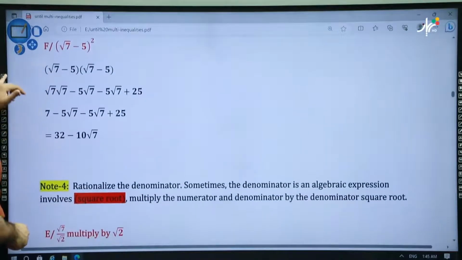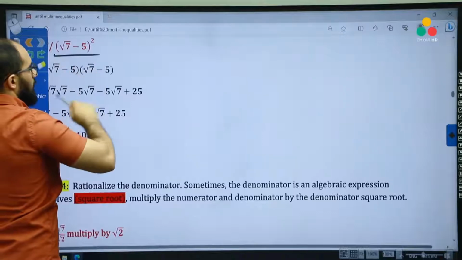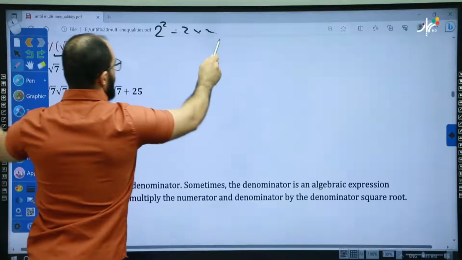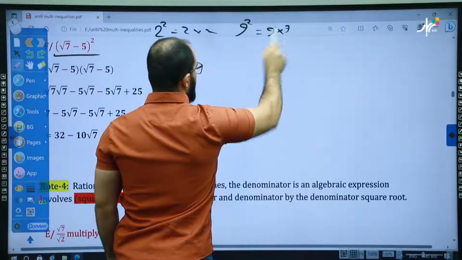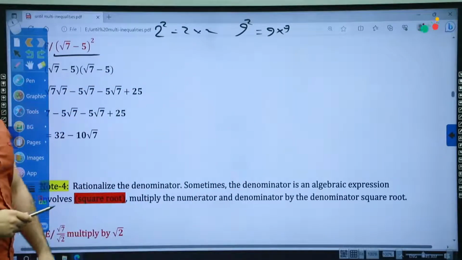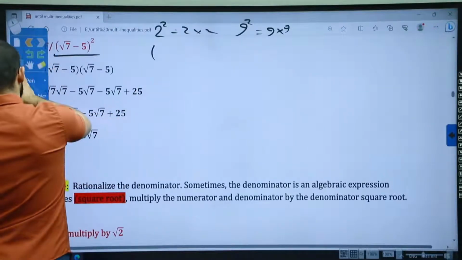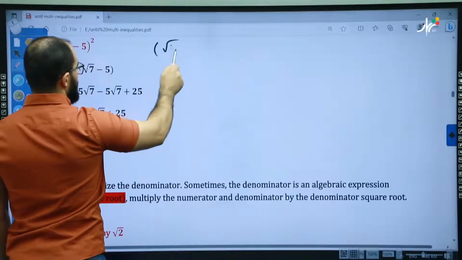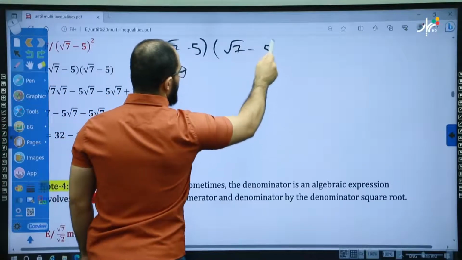This time we have a parenthesis with power 2, a square. If you remember, for example, if you have 2 power 2, it's going to be 2 times 2. Or let's say we have 9 power 2, it is equal to 9 times 9. So here we have square root of 7 minus 5 squared, it's going to be square root of 7 minus 5 multiplied by square root of 7 minus 5.